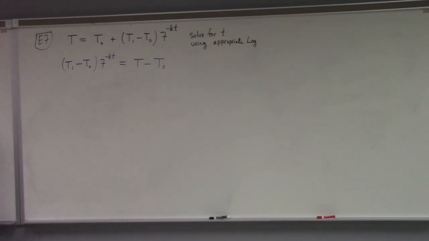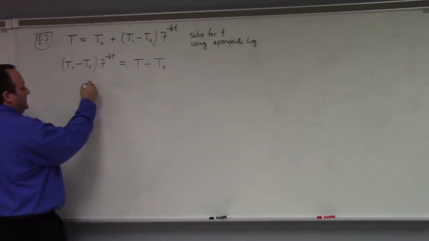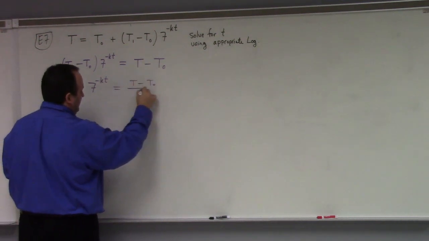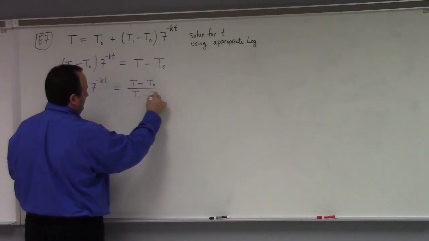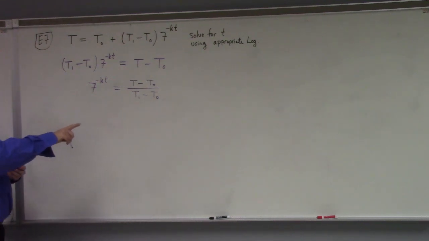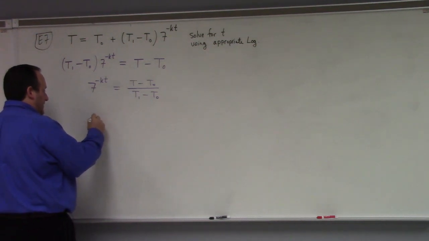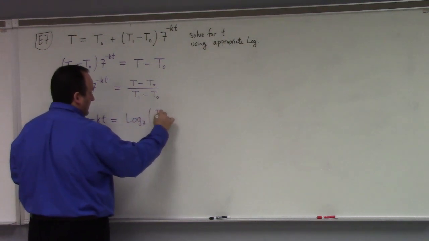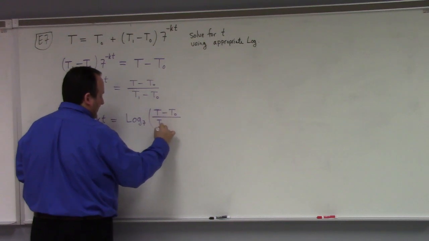Now to isolate the 7, I divide by T1 minus T0. So 7 to the minus KT is T minus T0 divided by T1 minus T0. And then what? How do we get rid of the 7? What's the natural enemy of an exponential with base 7? Take log base 7 of both sides. So taking log base 7 of both sides gives me minus kt equals log base 7 of t minus t0 over t1 minus t0, okay?